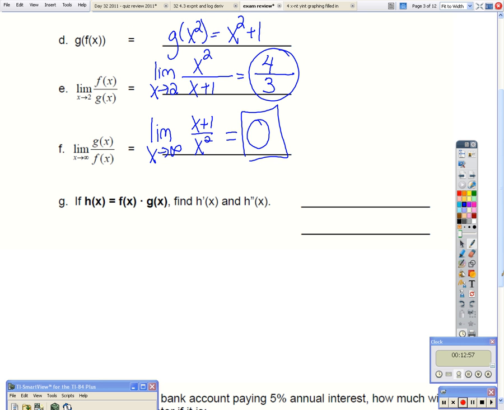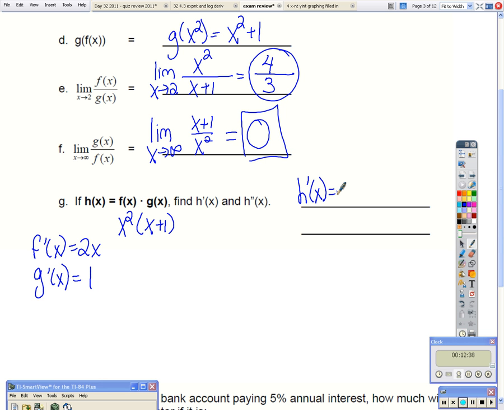Okay, so we have to find the first and second derivative here. Again, to help myself, I'm going to find the derivative of each piece. So h prime, the first derivative, using the product rule, because these are multiplied together, is f of x times the derivative of g, which is just 1, plus the derivative of f of x times g of x. Now we can simplify that.